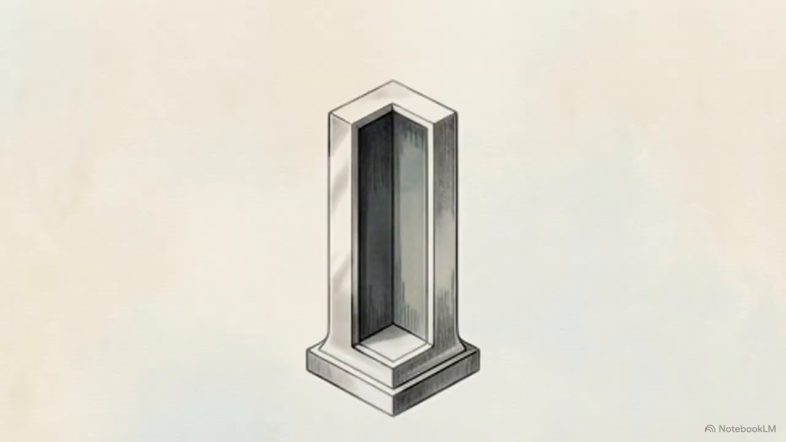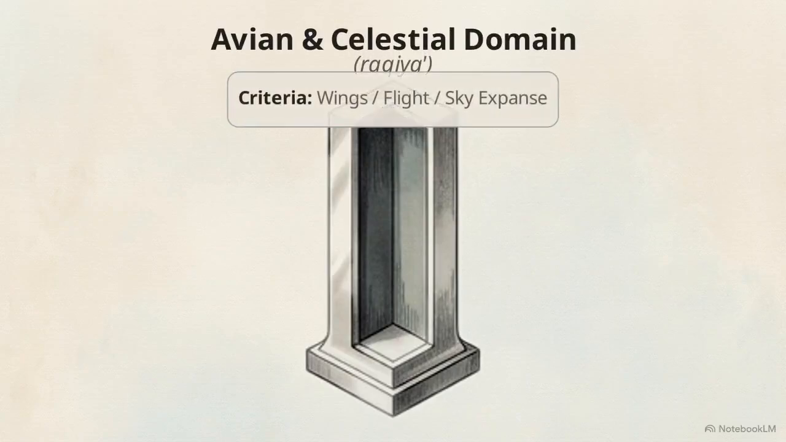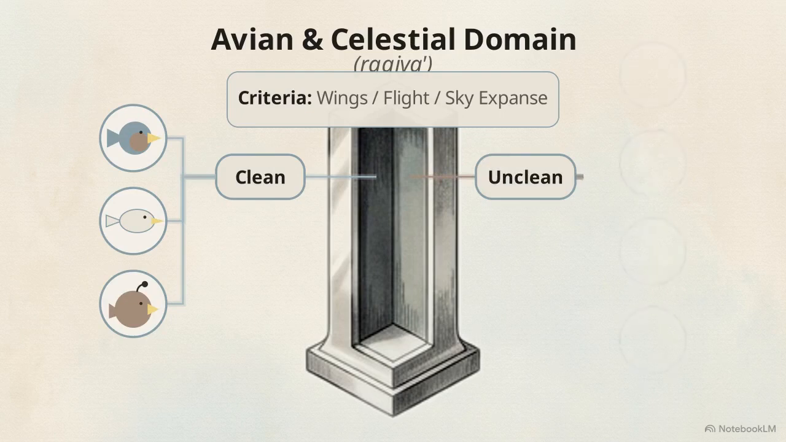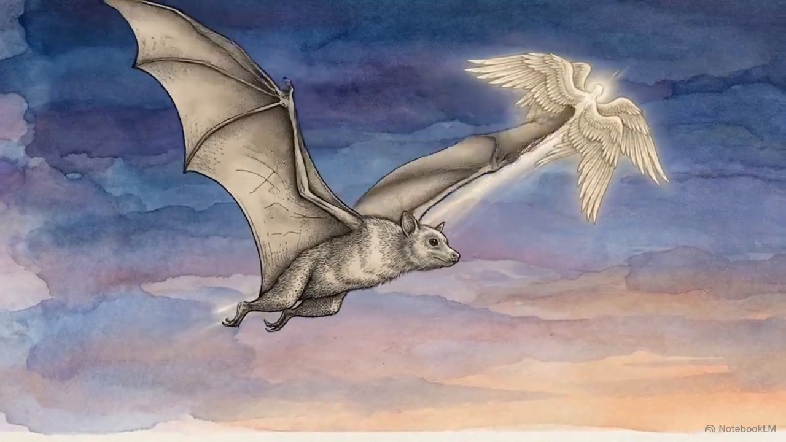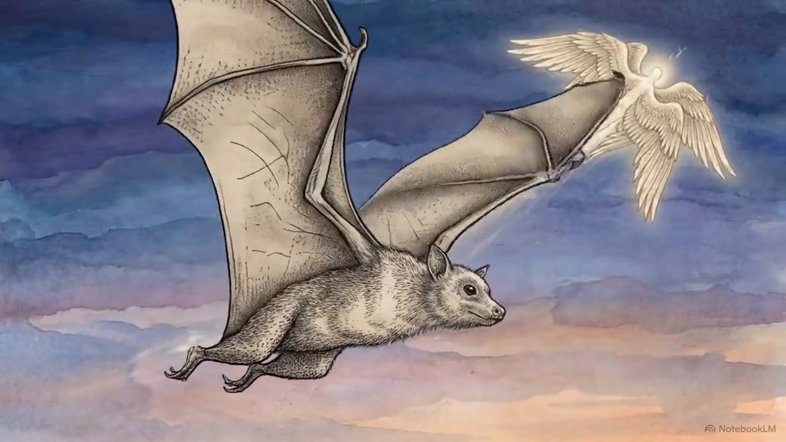The second vertical pillar is the avian and celestial domain, or the raqia. This space contains entities defined by wings, flight, or residence in the sky expanse. The clean-winged beings include herbivorous or insectivorous birds, like robins, doves, and quail. These contrast with the unclean-winged beings, defined as carnivorous flyers, bats, and celestial entities. This bracket places eagles, extinct pterodactyls, bats, and celestial beings like seraphim and cherubim side by side. Because this system categorizes by original spatial placement and locomotion, angels and bats actually share a single taxonomic domain.